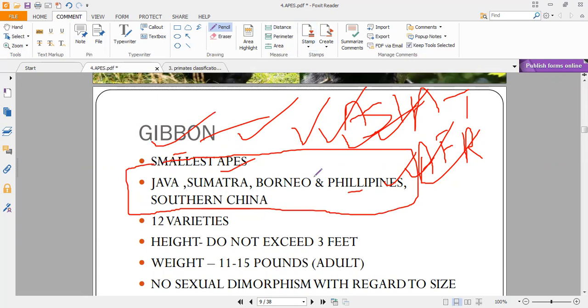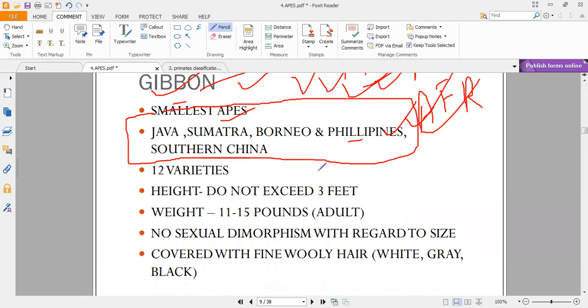So you have to write about gibbon. In gibbon we can find 12 different varieties.